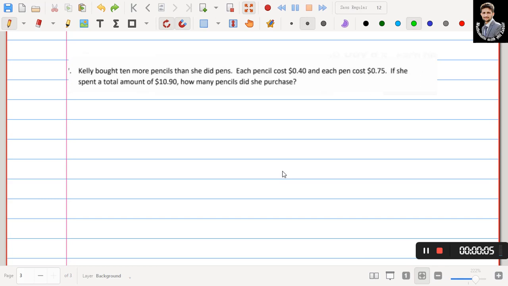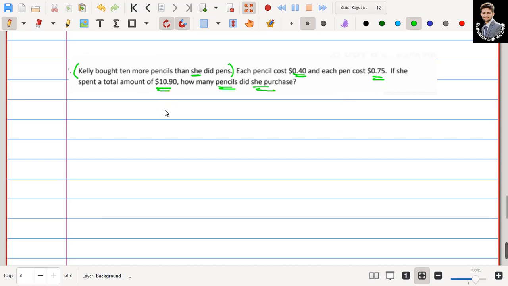Today we will discuss this question on your screen: Kelly bought 10 more pencils than pens. This is the condition. From this condition we will set an equation, and from that equation we will find the total number of pencils she purchased. Each pencil costs $0.4, that means the price of a single pencil is $0.4, and each pen costs $0.75. If she spent a total amount of $10.90 on both x and y, that means pencils and pens. So from here my solution will be as given.